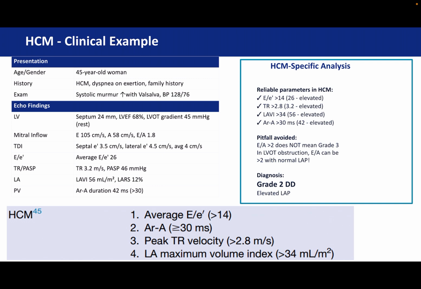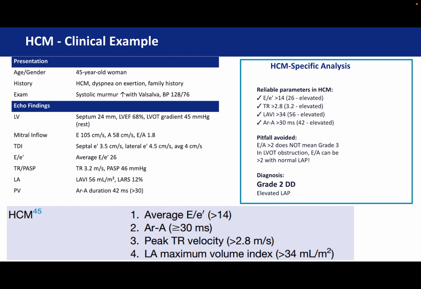The critical pitfall in hypertrophic cardiomyopathy: E to A ratio does not necessarily mean grade 3. In patients with significant LVOT obstruction, the E wave can be elevated because of flow dynamics related to obstruction and hyperdynamic LV function, not necessarily because left atrial pressure is markedly elevated. If you call E to A greater than 2 as grade 3 in hypertrophic cardiomyopathy, you'll be systematically wrong.